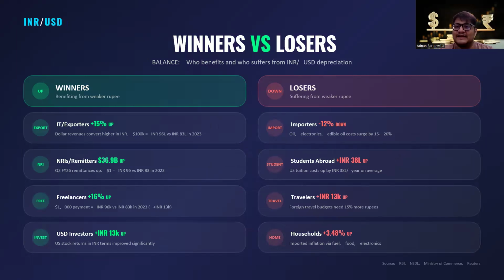Not everyone is crying. There are some winners and losers out of this whole depreciation appreciation game that is going on. A weak rupee actually makes some people richer. I'll tell you how. Now, I talked about IT exporters and companies like Infosys, TCS, Wipro. There's a 15% windfall income because of this depreciation in the rupee, which is around almost 1 lakh dollars contract, which earned 83 lakh rupees in 2020 because of the 83 exchange rate, now earns 96 lakh. So now same work, 13 lakh rupees extra.